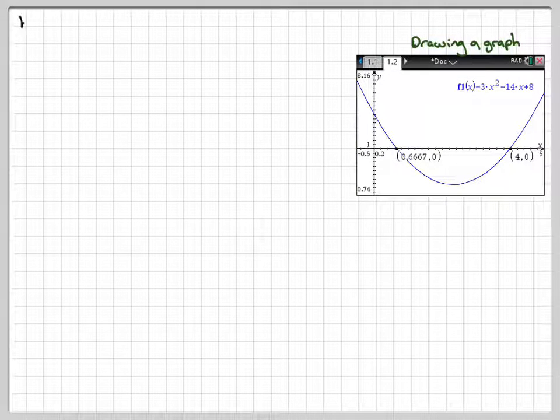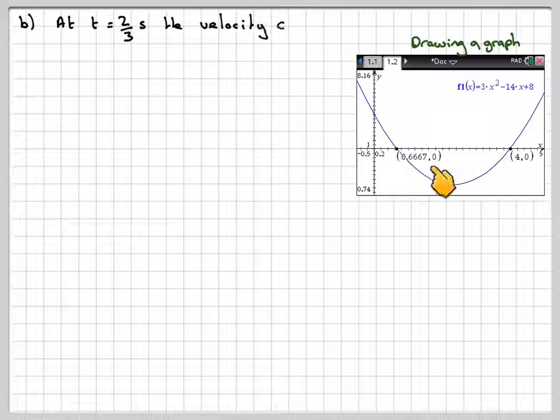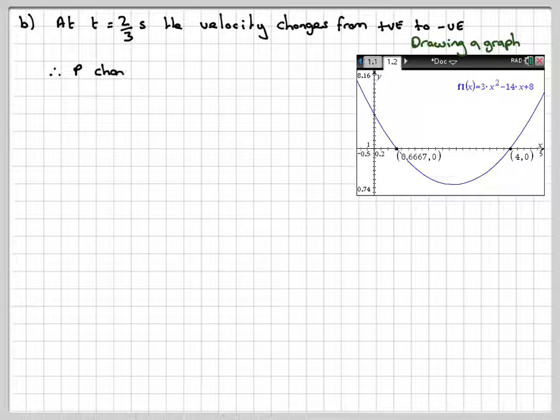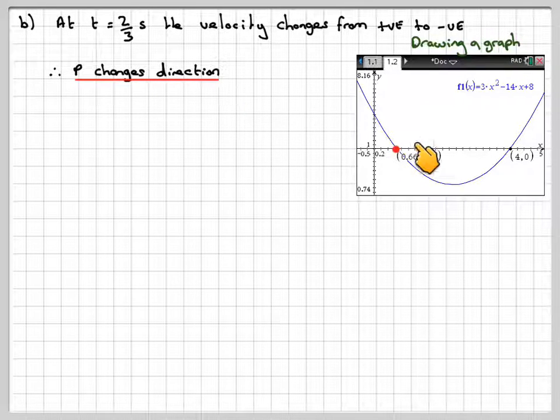So there's that screenshot. So at t is equal to 2, at this particular point here, the velocity goes from positive to negative because it crosses the axis. This is a velocity function. So what happens there is that p changes direction. At this particular point, because the velocity is changing direction, the object, the particle, will actually change direction as well.